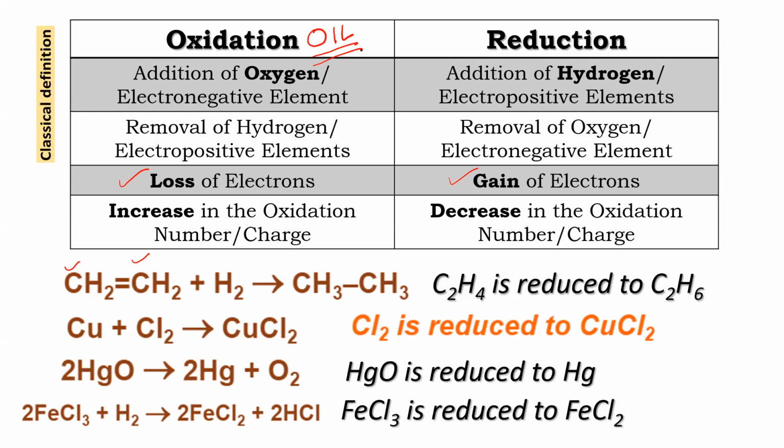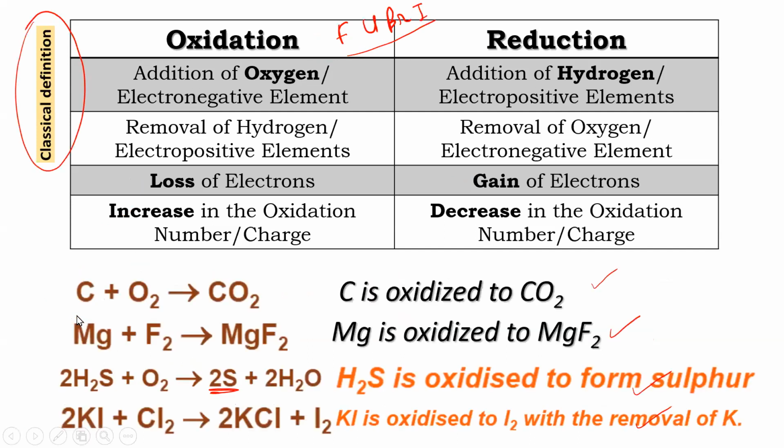We can very easily remember that oxidation is addition of oxygen, removal of hydrogen. Reduction is addition of hydrogen, removal of oxygen. That fits into our mind, but many times we forget these two points also: oxidation is loss of electrons and increase in the oxidation number. The second point, for reduction, is it's a gain of electrons and decrease in the oxidation number. Please keep these in your mind. It will help you a lot to distinguish between oxidation and reduction reactions, right?